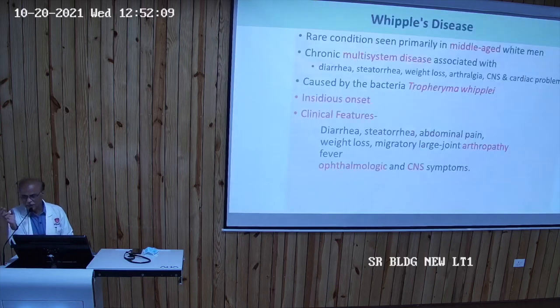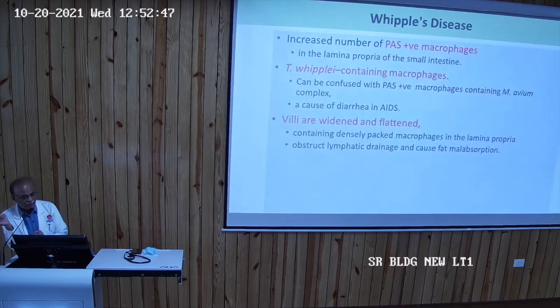Whipple's disease, again a very common name, but we should know what this condition is. It occurs usually in middle-aged white men, and is a multi-system disease. Again the symptoms are diarrhea and steatorrhea, weight loss and arthralgia, and CNS and cardiac problems may be associated. This is due to the bacterium Tropheryma whipplei, giving the name to Whipple's disease. It has an insidious onset, as all malabsorption usually does, and the clinical features are the same. Sometimes there may be arthropathy, and ophthalmic and CNS involvement.